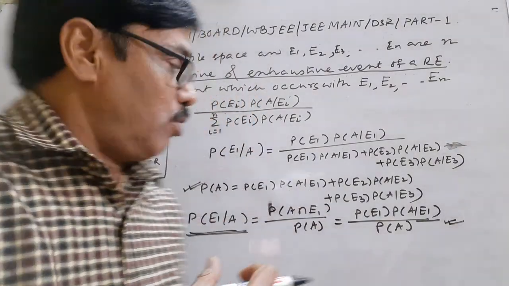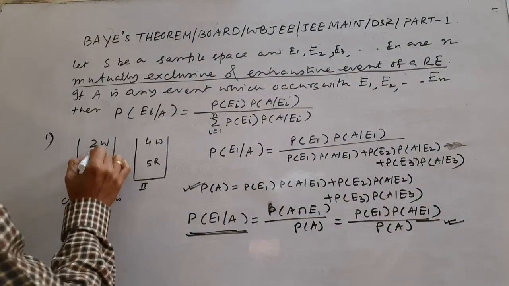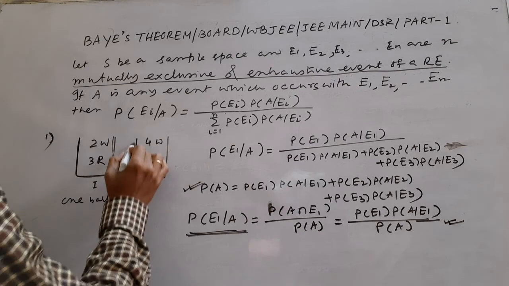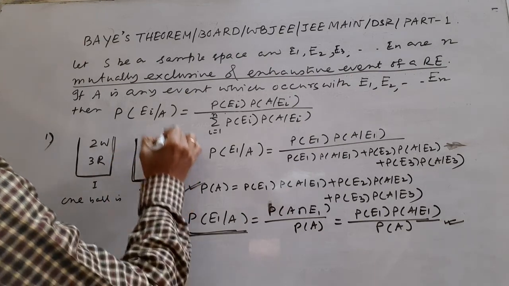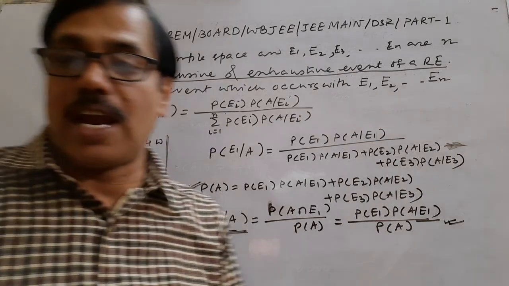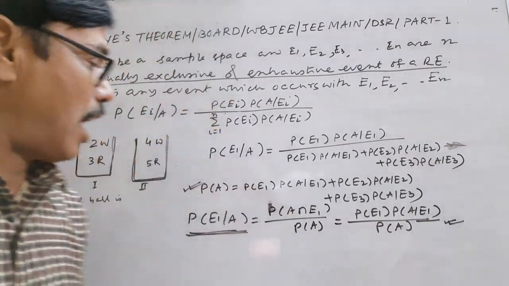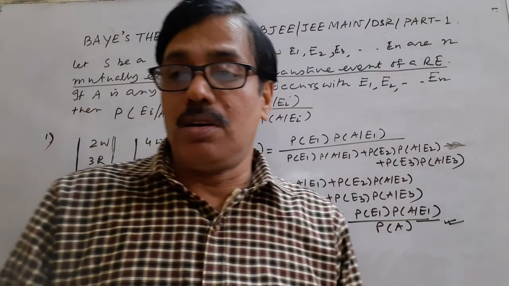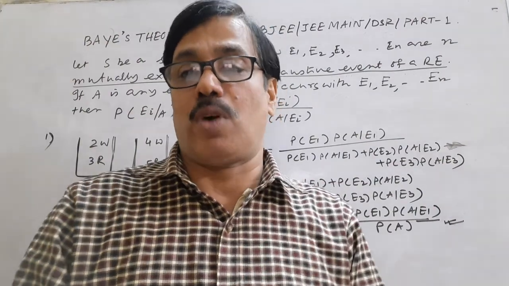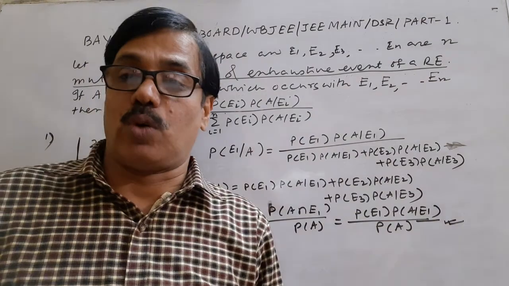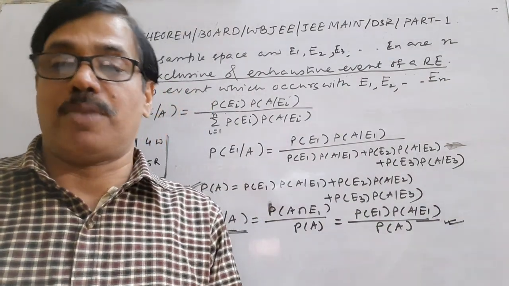Look, there are two bags containing 2 white and 3 red, and 4 white and 5 red balls. One bag is selected at random and a ball is drawn. The ball drawn is found to be white. What is the probability that it is from bag 1 and that it is from bag 2?